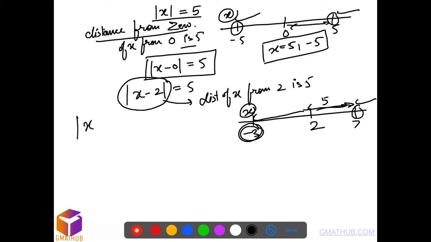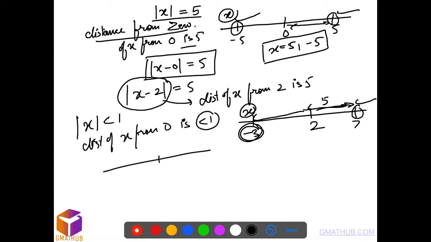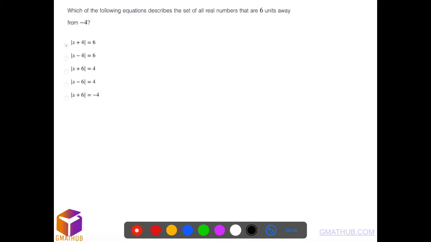So mod of x less than 1. So distance of x from 0 is less than 1. So this is 0. Distance is within 1, within 1 distance from 0 on either sides. So x should be between minus 1 and 1. That's another way to look at mod. There are some questions which are easily done by this.